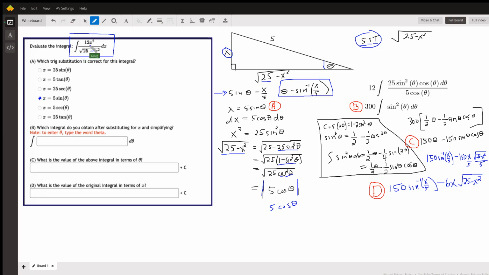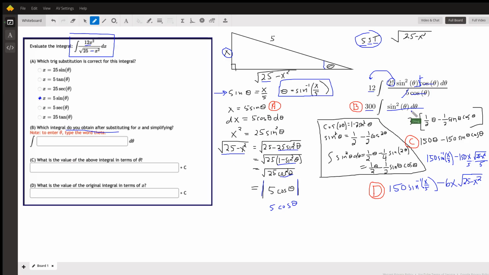You might want to put this 12 out front. Replace x squared with 25 sine squared theta. Replace dx with, whoops, I forgot to put the 5 here. 5 cosine theta d theta. If you move this 25 out front, you get this 300. The 5's cancel, the cosines cancel, and we're finding the antiderivative of sine squared theta d theta. So that is the answer to part B.